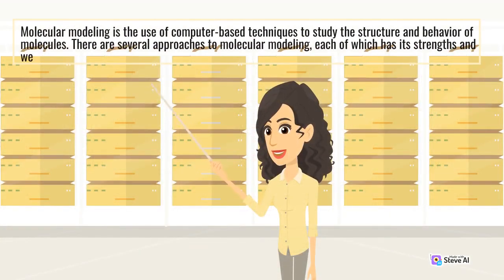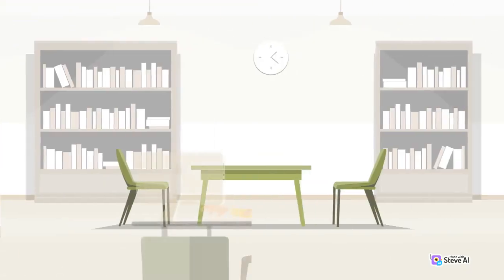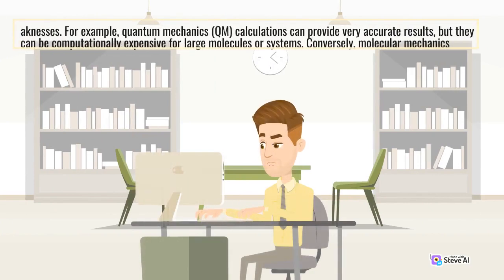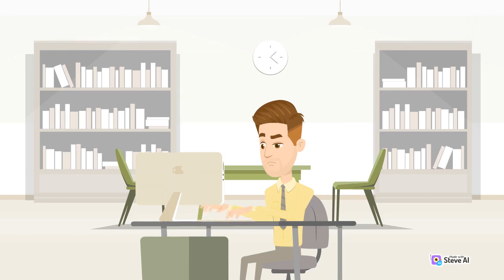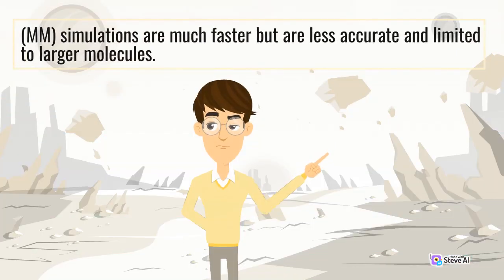Molecular modeling is the use of computer-based techniques to study the structure and behavior of molecules. There are several approaches to molecular modeling, each of which has its strengths and weaknesses. For example, quantum mechanics (QM) calculations can provide very accurate results, but they can be computationally expensive for large molecules or systems. Conversely, molecular mechanics simulations are much faster but are less accurate and limited to larger molecules.